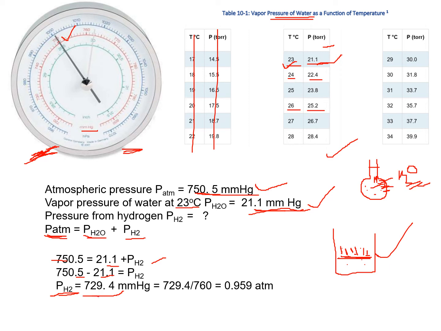This is in millimeter of mercury, but we need the partial pressure of the hydrogen in atmosphere units. So we have to divide by 760. 760 millimeter of mercury is 1 atmosphere. So 729.4 divided by 760 gives the pressure in atmospheres. So 0.959 atm pressure is given by the hydrogen gas produced in that reaction. All right.